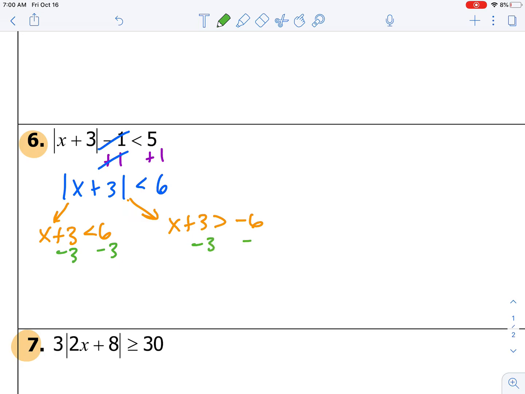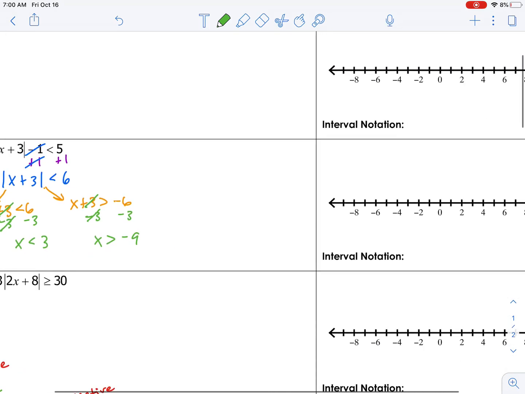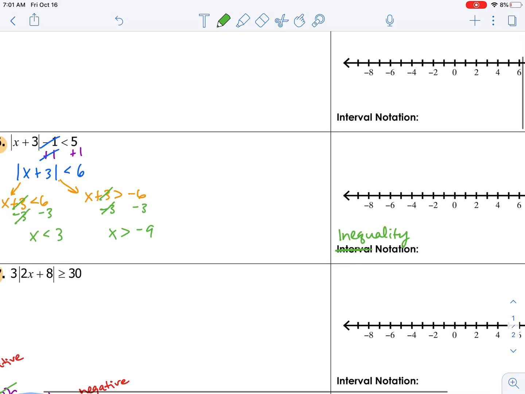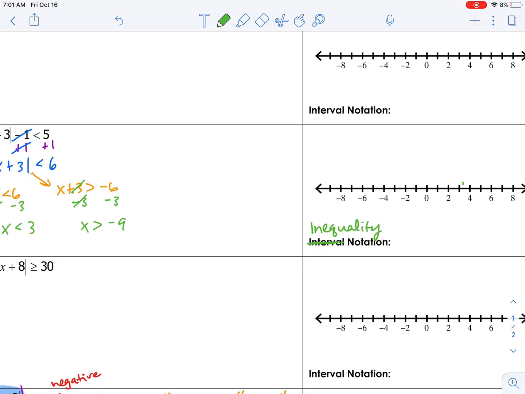And then the only thing we have to do to solve each one of these inequalities is subtract 3 on both sides. X is less than 3. X is greater than negative 9. So we don't have or equal to underneath our inequalities. So we will not use closed circles, we will use open circles.